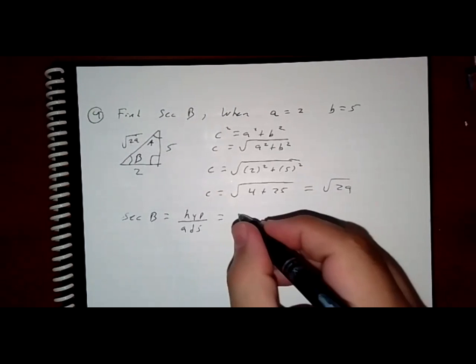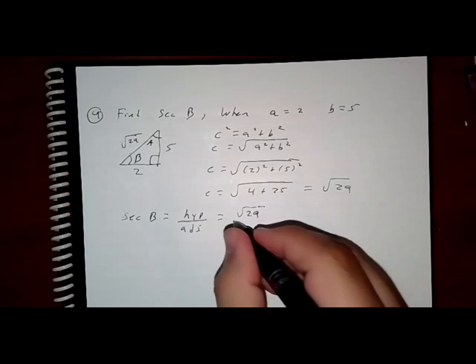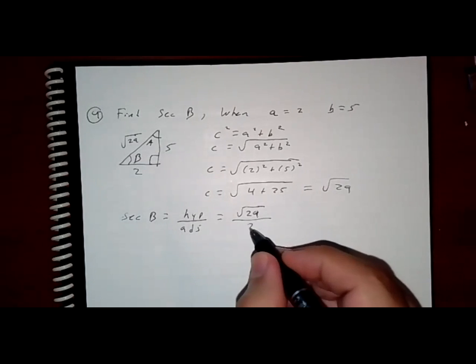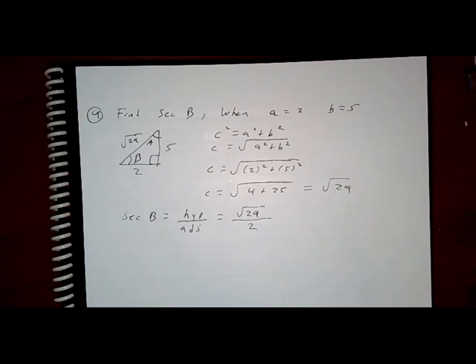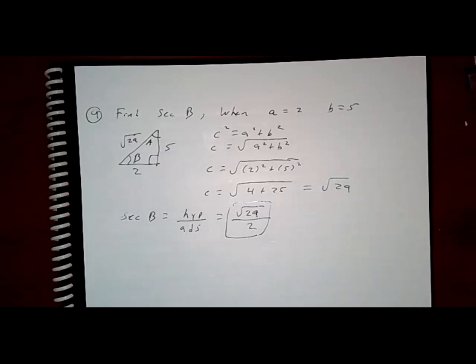No worries, Joseph, it happens. Adjacent depends on where B is, right? So if this is B, adjacent is going to be 2. The answer is B. Once you have your triangle, you just need the definitions of secant. I would make sure those are written down somewhere just to be safe. All right, so that's number 9.